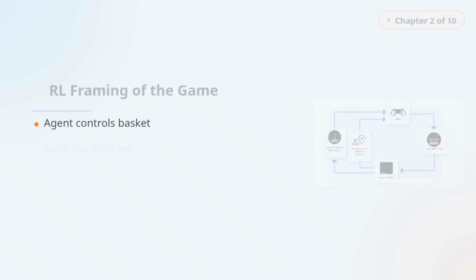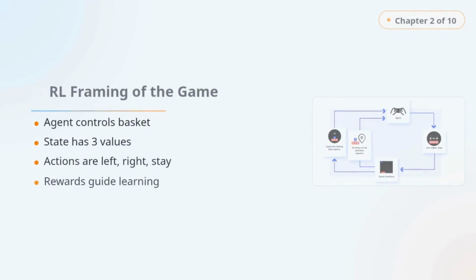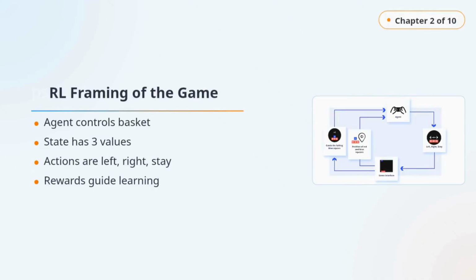Now let's translate the game into reinforcement learning language. The agent is the basket controller. The environment is the grid, the fruit, and the game rules. The state is represented as a 3-value tuple: fruit row position, fruit column position, and basket column position. The action space has just 3 choices: move left, move right, or stay still. The reward signal is also simple: +1 if the fruit is caught, -1 if it is missed, and 0 while the fruit is still falling. This reward structure tells the agent what success looks like, without explicitly telling it how to play.